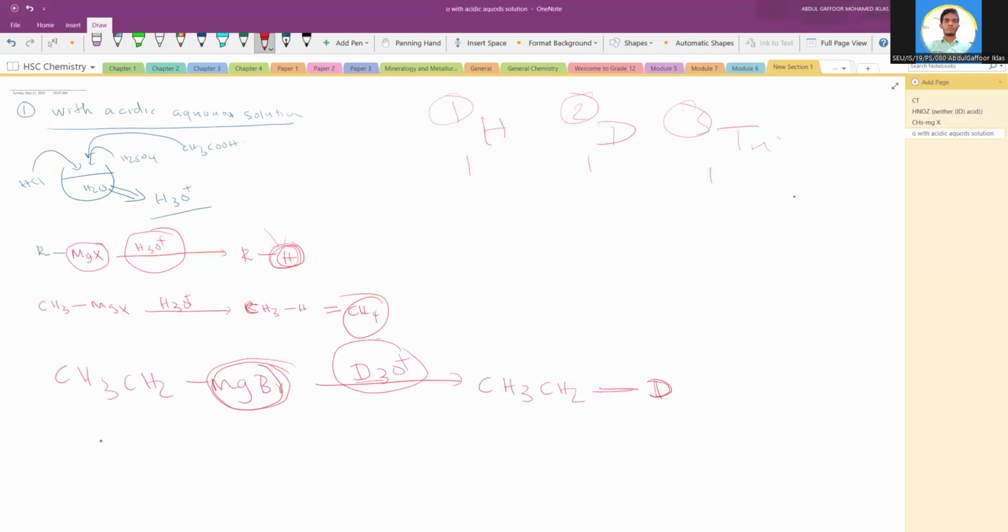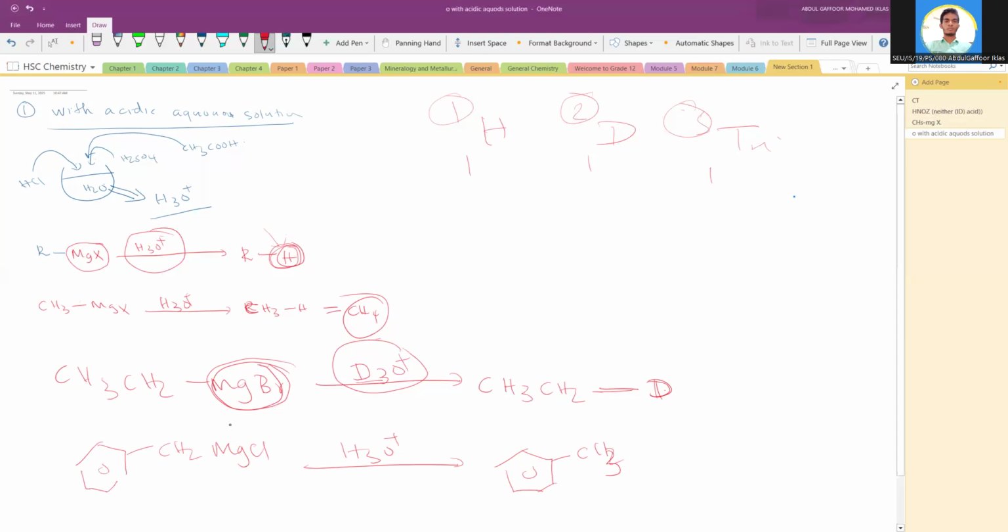And let's say we have benzene CH2MgCl. You put H3O plus. So here the yield would be CH2, another H, so that would be CH3. Okay, so that's all. This is very simple.